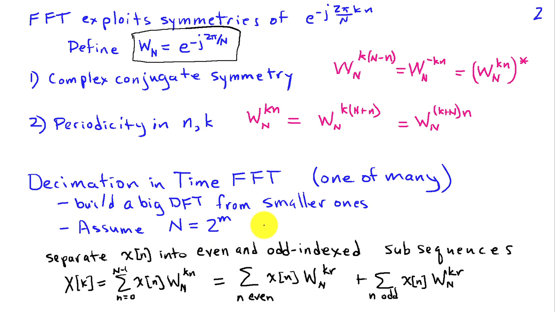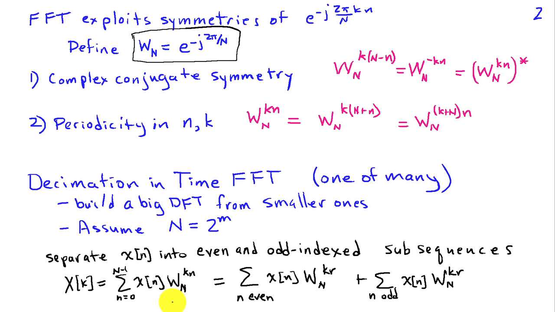Now there are other FFT algorithms that apply to more prime type factorizations of N. We're not going to look at those. We're just going to get the idea of how these algorithms work with this specific case. And so the idea is to separate your data into even and odd indexed subsequences. So here I've written out the DFT where I've replaced the e to the minus j 2 pi over N times k times little n with my W notation.